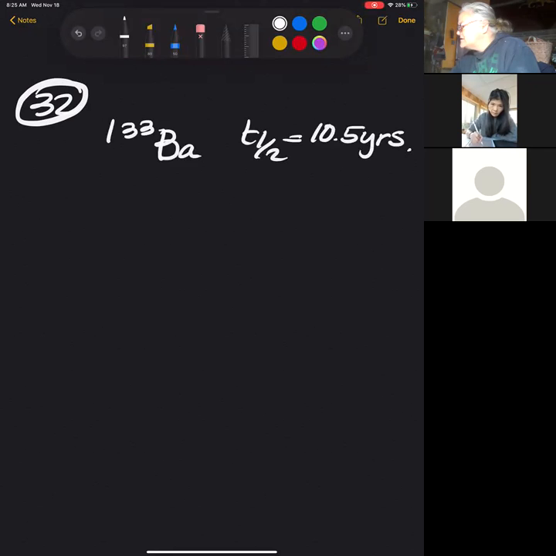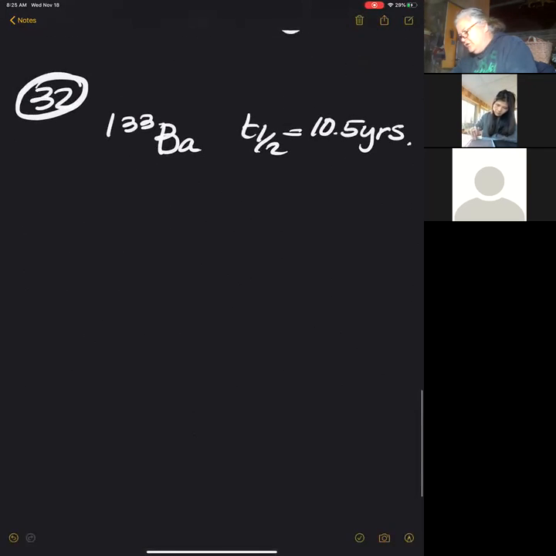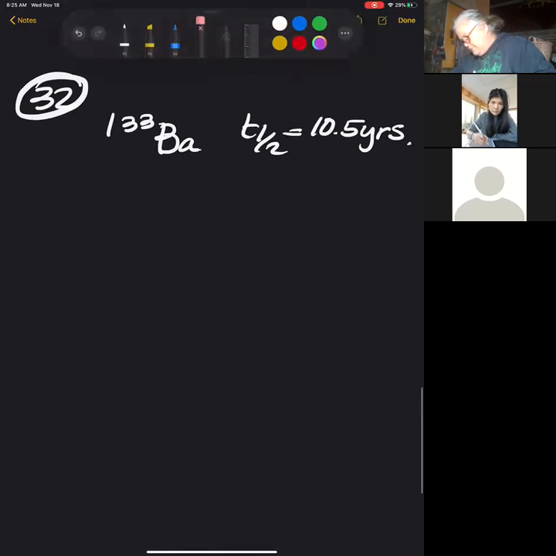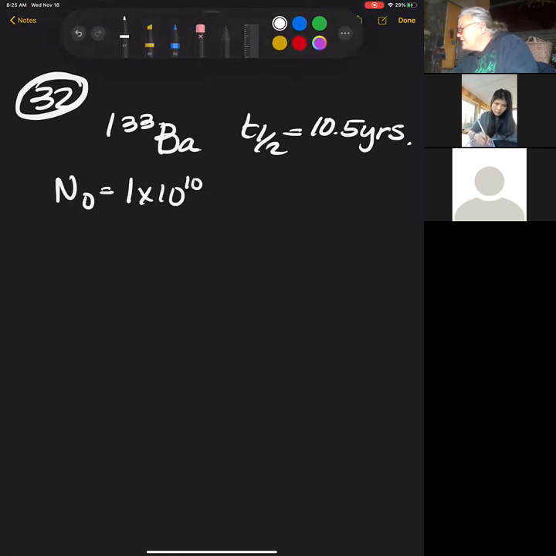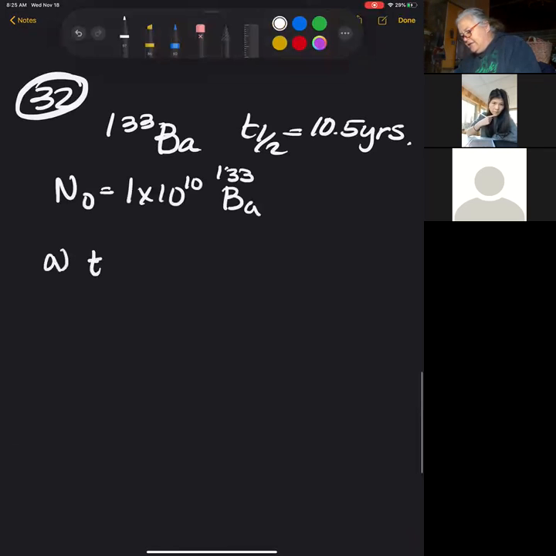A sample begins with 1 times 10 to the 10th, that means a bunch of barium atoms. So the original number of barium atoms was 1 times 10 to the 10th barium-133 atoms. And it says how many are left after 2 years or 20 years or 200 years. So the time in this part is 2 years.